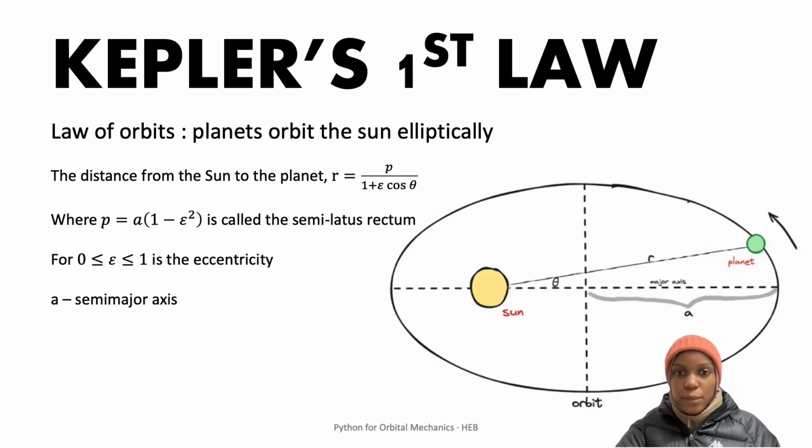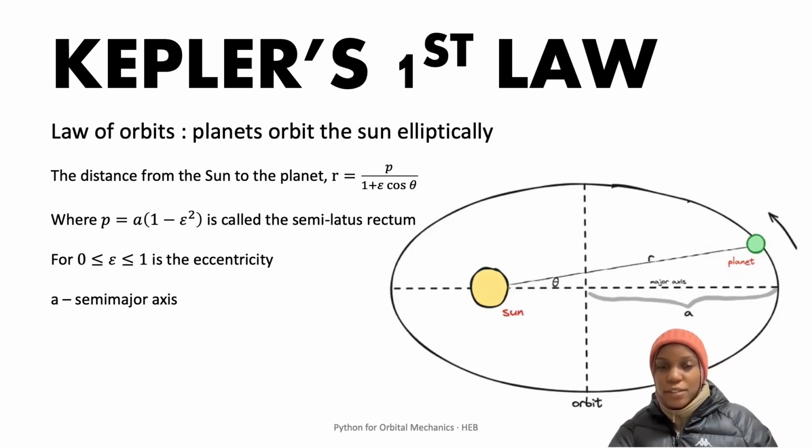And this is normally represented by this equation. And the r is the distance from the planet to the sun, and p is something called the semi-latus rectum. You can do some more research on that. I'm not going to go too deep into it. We'll just use the equations. Yeah, so that's Kepler's first law.